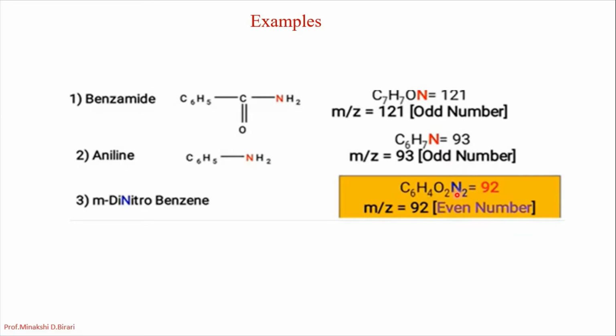The number of nitrogens is even and the m by z value observed is 92. The peak is also observed at an even number value, that is 92. If the atomic mass of the molecule is even, then the number of nitrogens present in the molecule should be even or should be 0 according to the nitrogen rule.